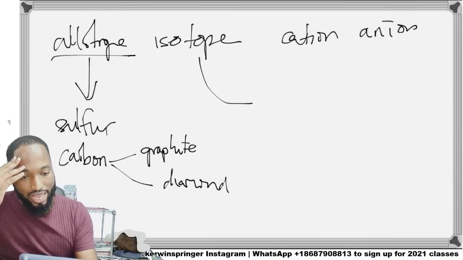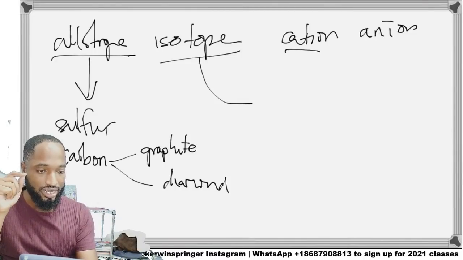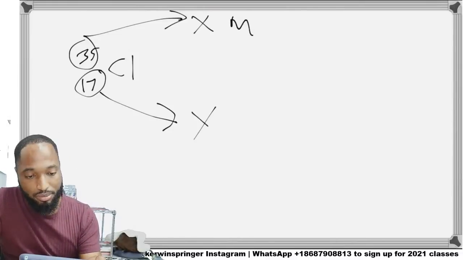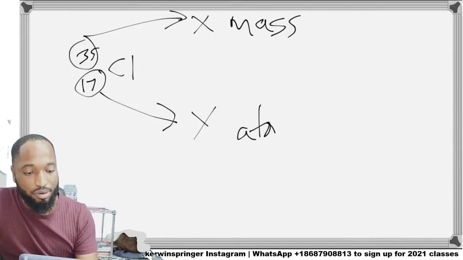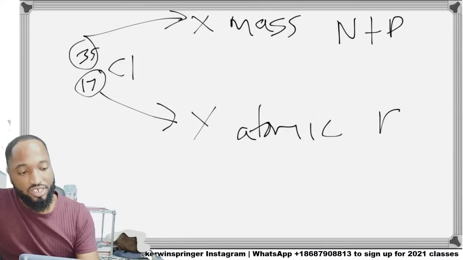Also, you should know what an isotope is. Same atomic number, different mass number, same element. Cations and anions, I explained already what you need to know there. So this is the mass number, the bigger one, because it includes the number of neutrons, and this is the atomic number, aka the proton number. So this is the number of neutrons plus protons. This is just the number of protons.